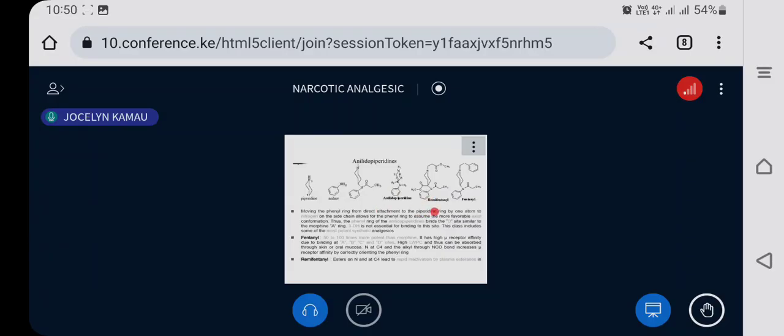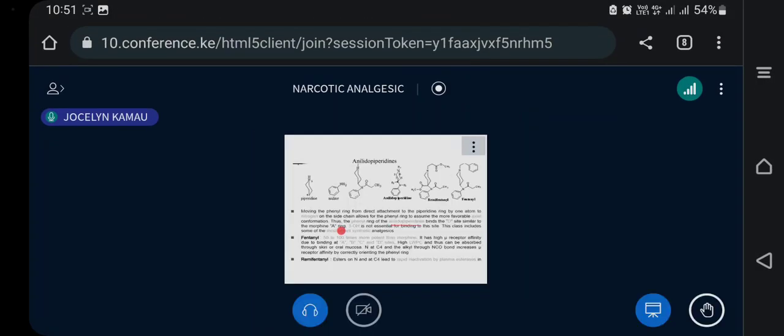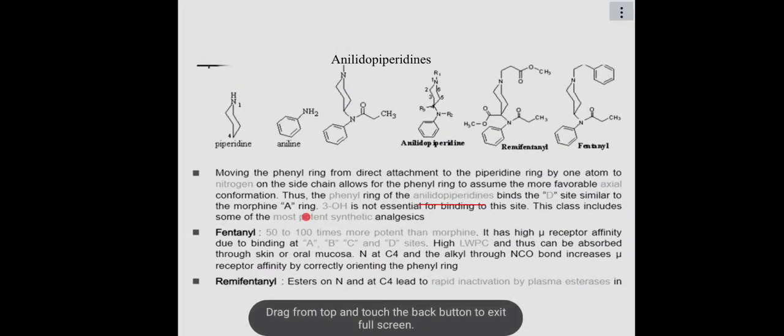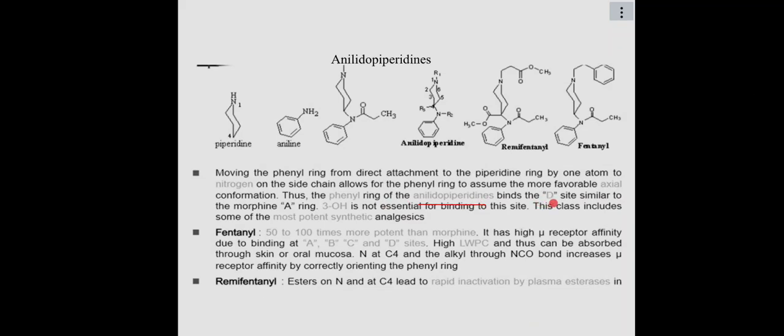We are saying that nitrogen is very important in attaining the right conformation. The phenyl ring of the anilidopiperidine binds the D site similar to the morphine A ring. Remember, we are only saying the binding is the same. You see, the D is what you start with, and that is the same position that is bound by ring A, the phenyl ring of morphine. And the 3-hydroxyl group is not essential for binding this site, and therefore you find the phenylpiperidines do not have it. Remember we said for morphine, that hydroxyl group is necessary.